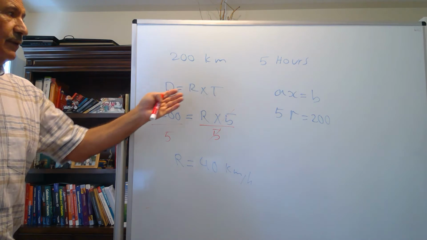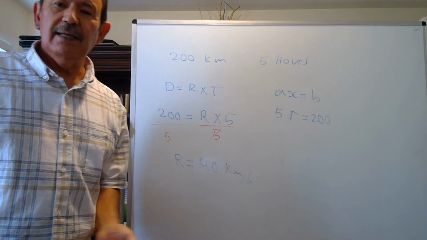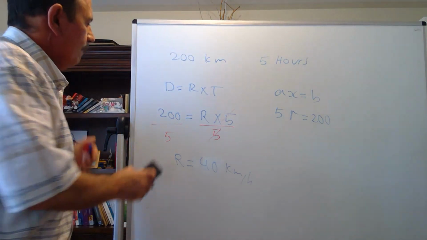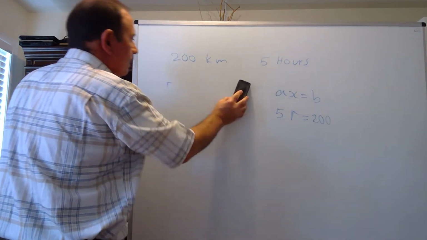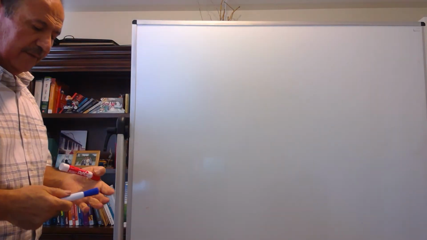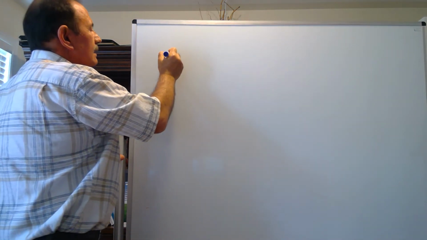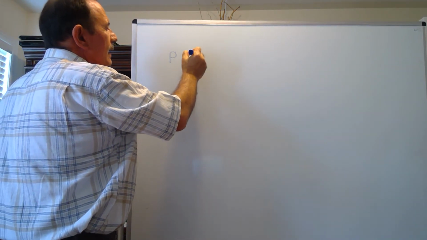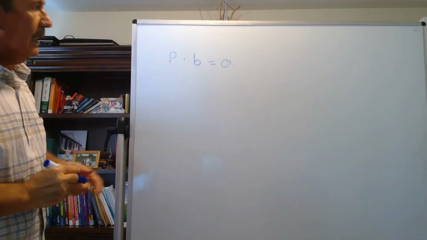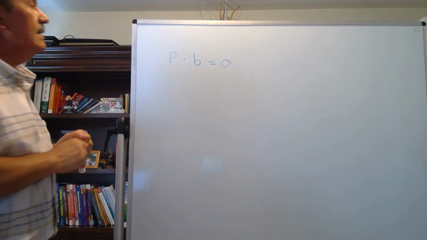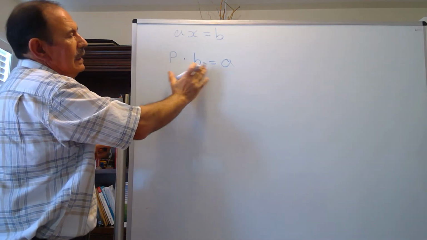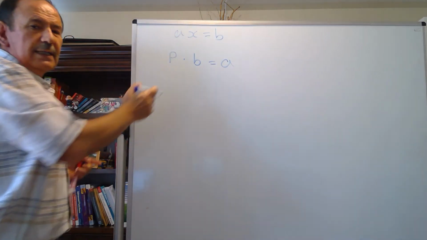Another example of using this type of equation is calculating the percent. Do you remember the formula for percent? Percent multiplied by base is equal to amount, or percent of base is amount, right? Again, it is the same as this formula, ax is equal to b. If I reverse this one, these two are the same thing.